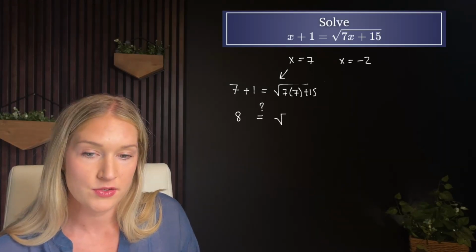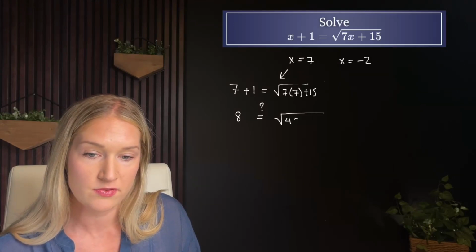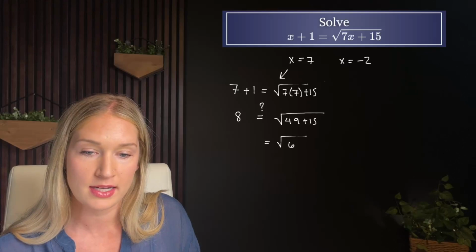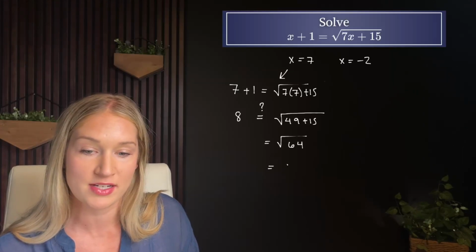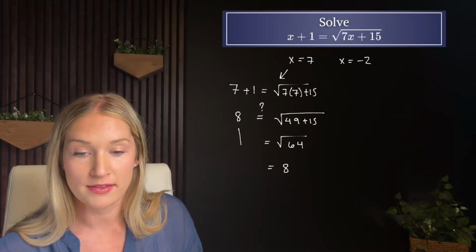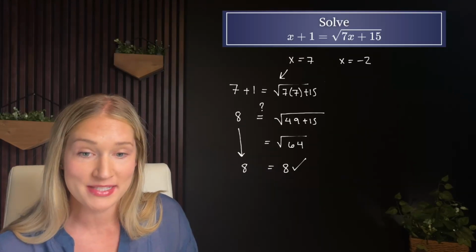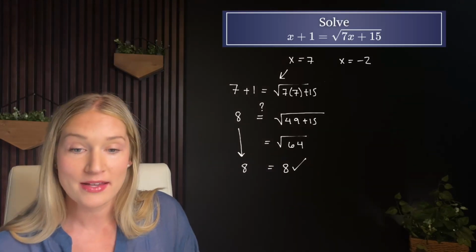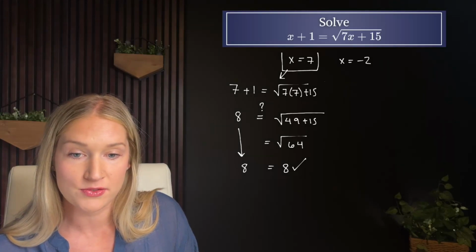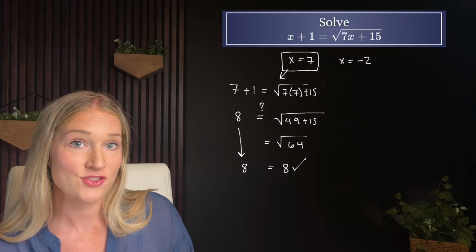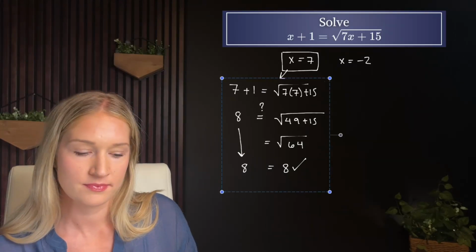I simplify under the radical first. 7 times 7 is 49, and then continuing under that radical, I have square root of 64, which is 8. So on the left, I had 8, and that does in fact equal 8, which means everything checks out. So x equals 7 is one of my solutions, and I'll go ahead and box it. Now I'll go ahead and do the same thing and check x equals negative 2.